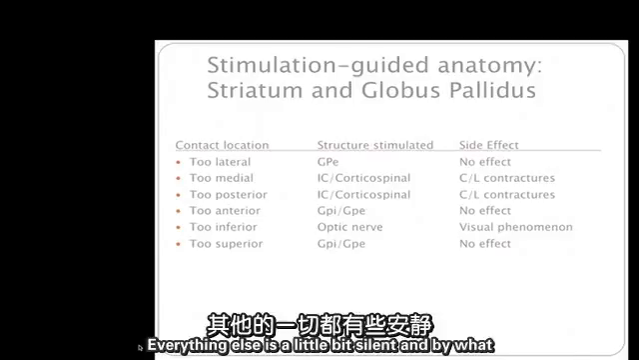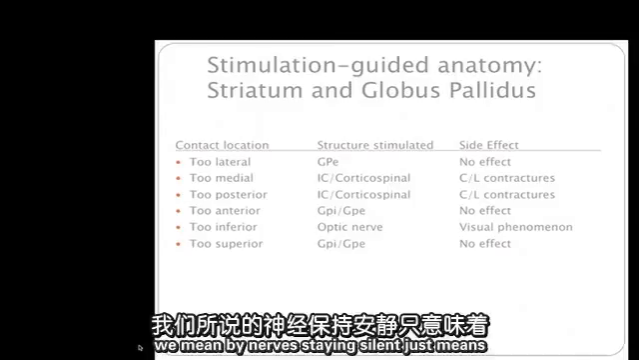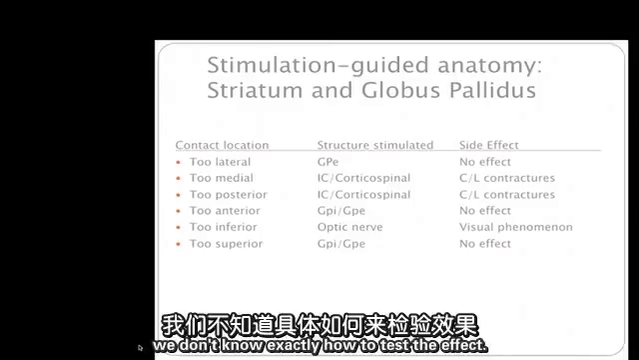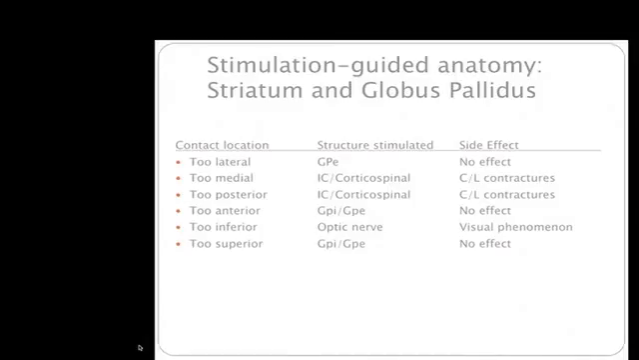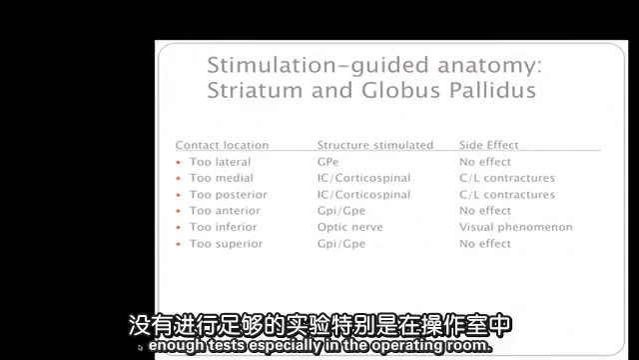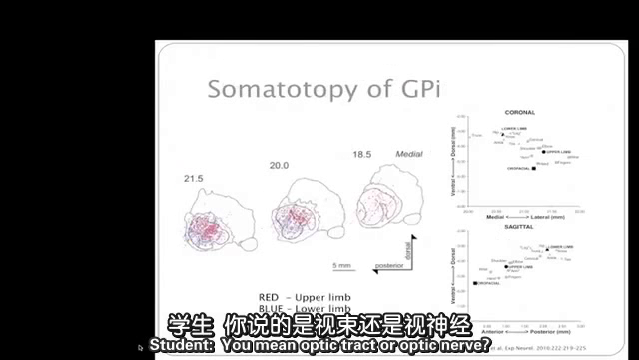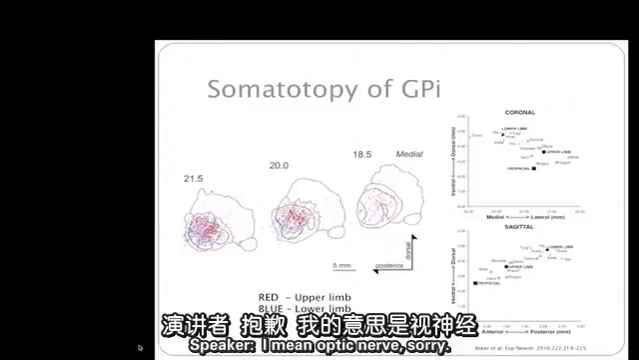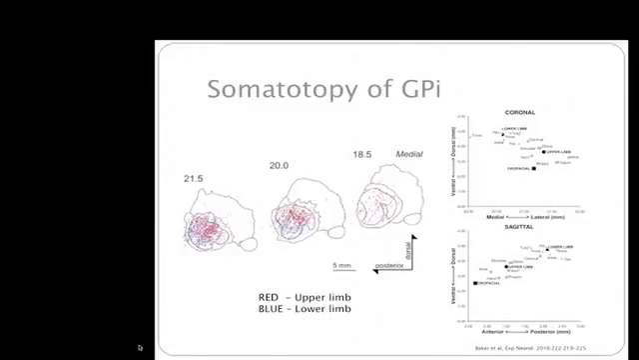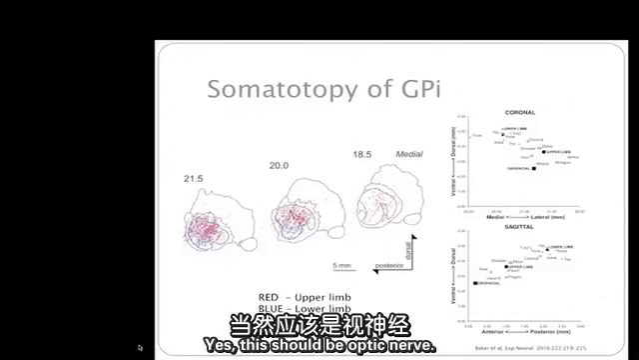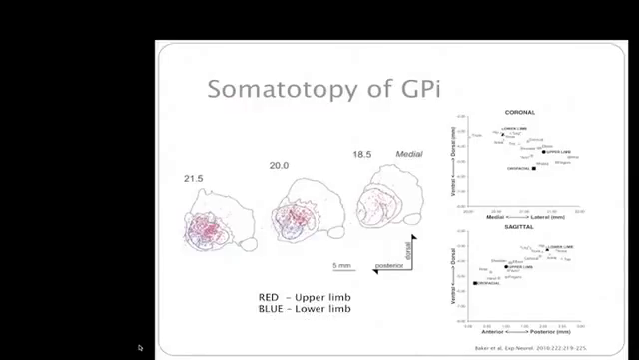Everything else is a little bit silent, and what we mean, when neurosurgeons say it's silent, it just means we don't know exactly how to test the effect. Obviously, there's something going on within that structure. We just don't have sensitive enough tests, especially in the operating room, to detect that. You mean optic tract or optic nerve? Optic nerve. I said, sorry, it should be optic nerve, not optic tract.